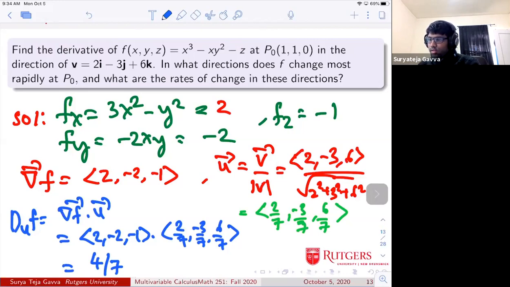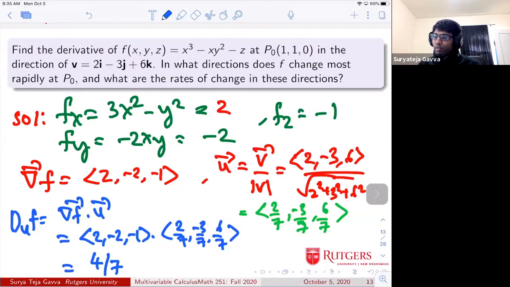So the next question is, it's increasing at a rate. The derivative is 4 over 7. It's positive, right? So the function is increasing at a rate of 4 over 7. It's the same thing. If the derivative is positive, that means you are increasing. The function is changing positively. Is that clear? If I move along the direction, the rate of change is 4 over 7.